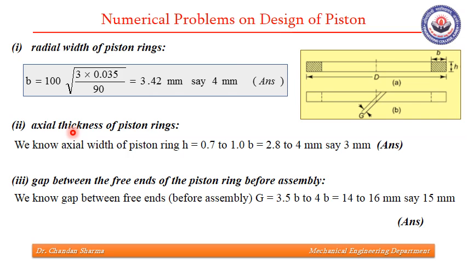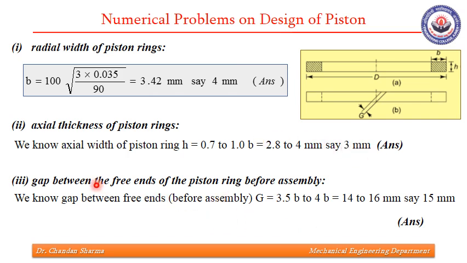Second question is, we need to find axial thickness of piston rings. We know that this H is in the range of 0.7 to 1 times B. So it is coming out to be in the range of 2.8 to 4 mm. Let us assume axial thickness as 3 mm.